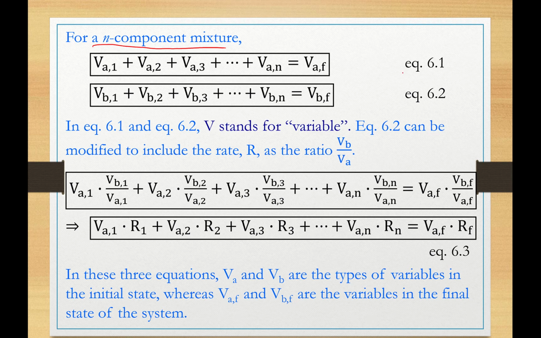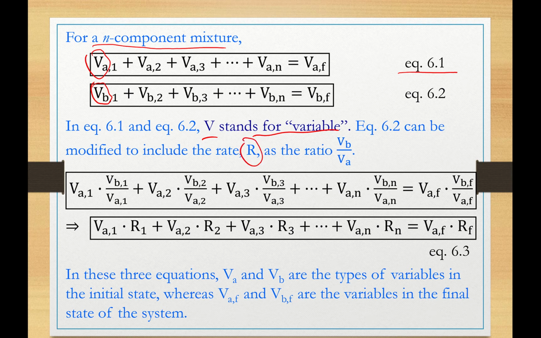We have equation 6.1, which basically describes the one type of variable, which is VA. So we have VA1, VA2, VA3, and after we mix them, we have VAF. V here stands for variable, not for volume. And here it could be the volume of a solvent, of course. Now VB is the second type of variable, and that could be the mass of a drug. So you could have VB1, VB2, VB3, and after you mix them, you have VBF, final.